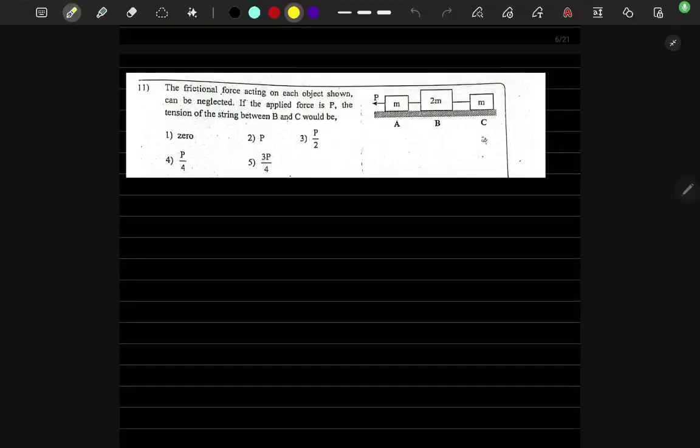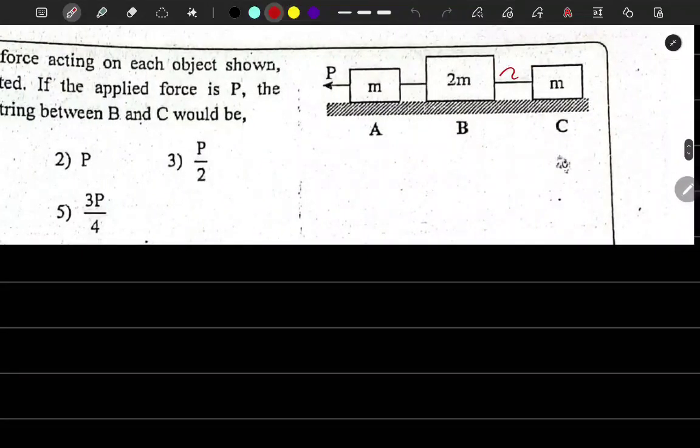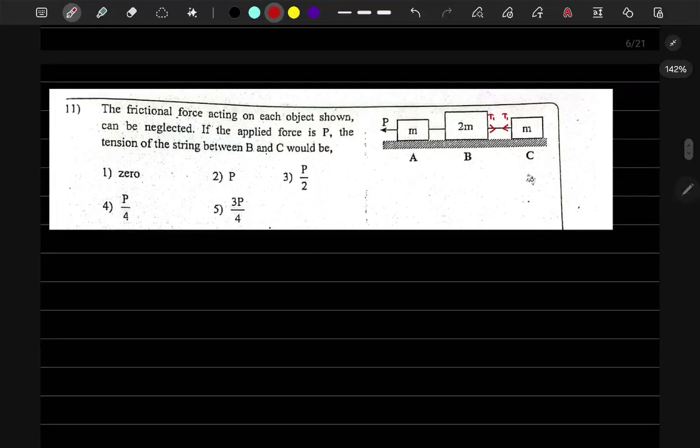Question number 11. The frictional force acting on each object shown can be neglected if the applied force P, the tension, right. Now they have given us a system where the applied force is P and they are asking us the tension in between B and C. So let's say that the tension is something like T1. Yes. Now how can we do this question?